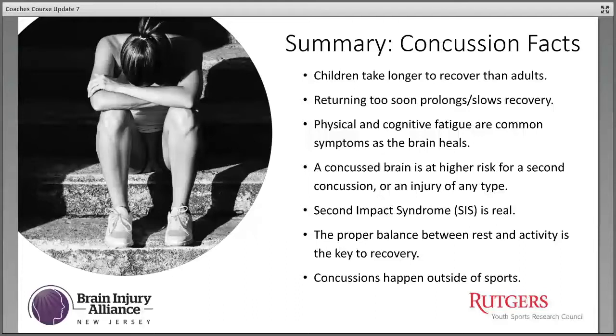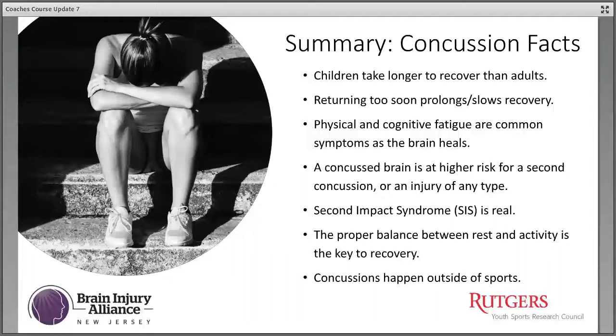A concussed brain is at higher risk for a second concussion or an injury of any type. We know that concussions temporarily change the way we respond to our environment. Our sensitivity to bright lights and loud sounds may be substantially affected. It often interacts with the severity of the symptoms. Think about the times that you've had a headache and how that impacts sports performance, reading, watching TV, or working on a computer.